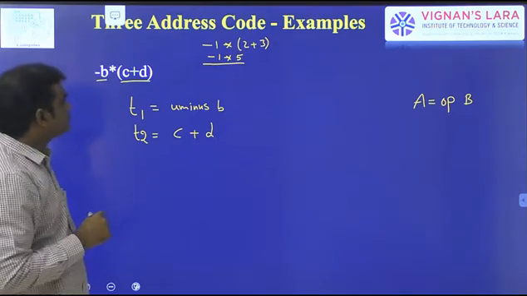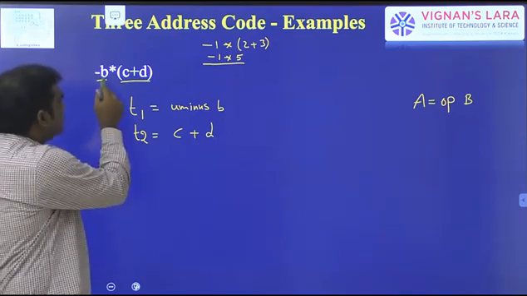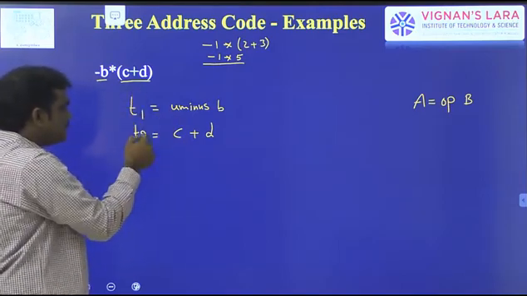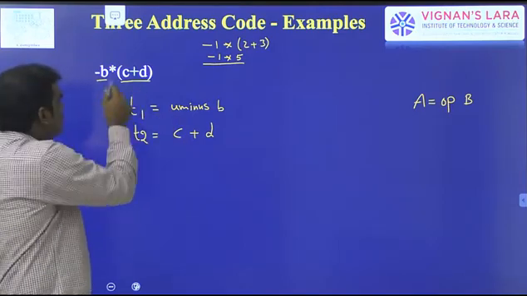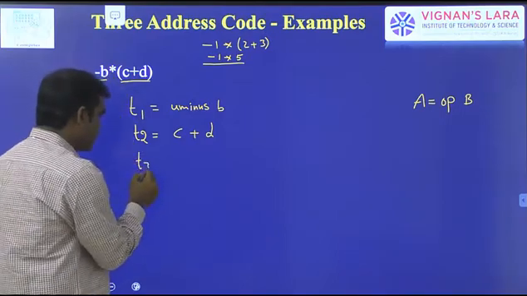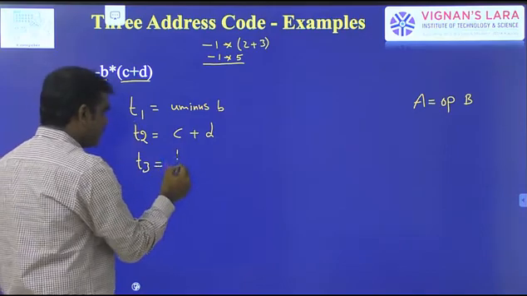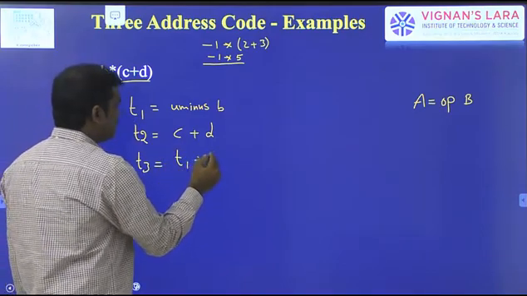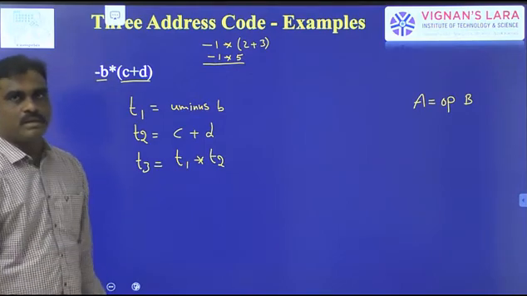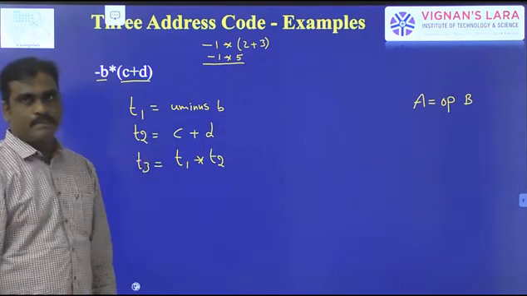Next one. So minus B is stored in T1, C plus D in T2. I want to perform the multiplication operation. So temporary variable T3 equal to minus B, so T1 into T2. In this way, we constructed the 3 underscore statement.